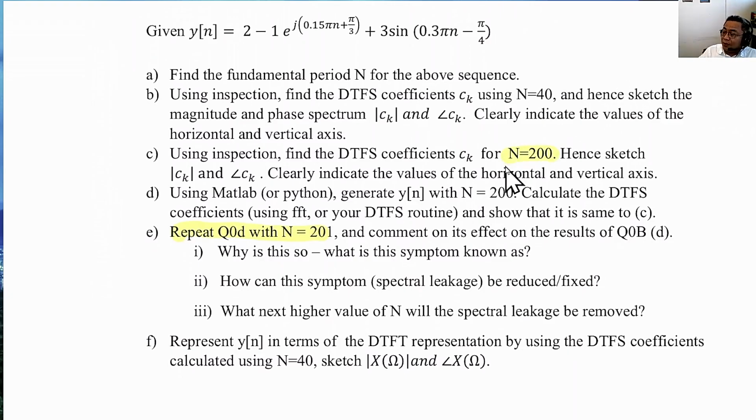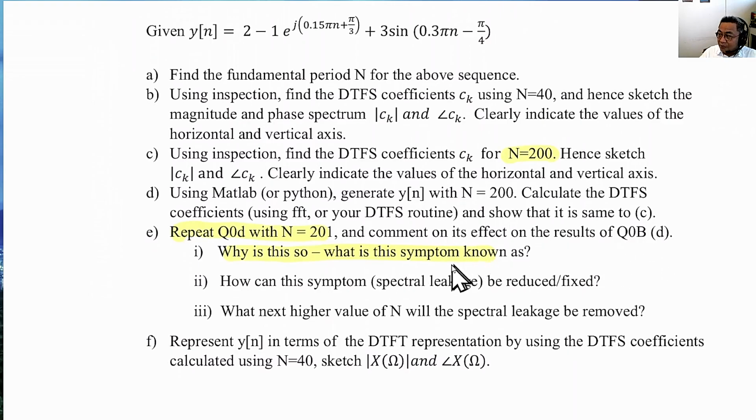You would have realized that when we use n equals 200, the answers for these spectral lines representing these three terms all land exactly at c_k, and there's no such thing as spectral leakage. But when we use n equals 201, these terms, especially 0.15 pi and 0.3 pi, do not land exactly at integer values of k, and spectral leakage will occur.